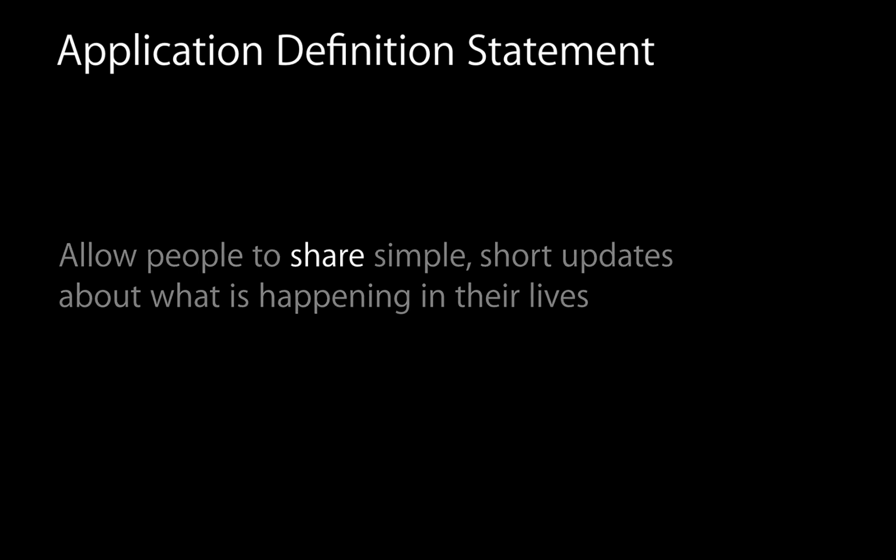So the application needs to share. If I'm going to share some information with you and we happen to be in different places, we need to have a network. So I can take that information, push it out to the internet, and then you're able to pull it down. It's going to be short updates. That sort of implies there's going to be a lot. So we have a scrolling list of information. And then finally, what's happening. And since it's what's happening now, it needs to be fast.